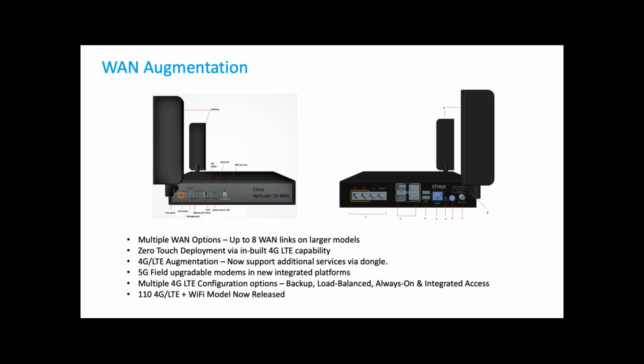The last point there, we've also released the 110 4G LTE and Wi-Fi model to the market. What this is, effectively, is an office in a box. It gives you everything that you need. With the Wi-Fi connectivity, it negates the need for a switch, so you can have all of your office workers connected to this. And if you're lucky enough, you could even deploy this at your home for a secure connection into your company's WAN.